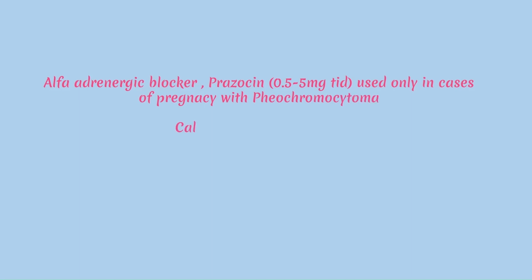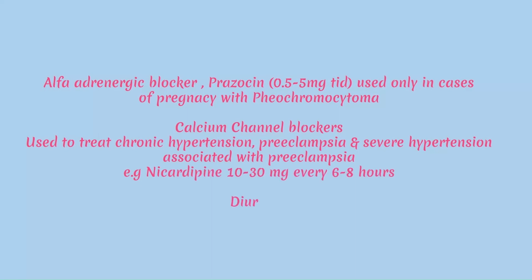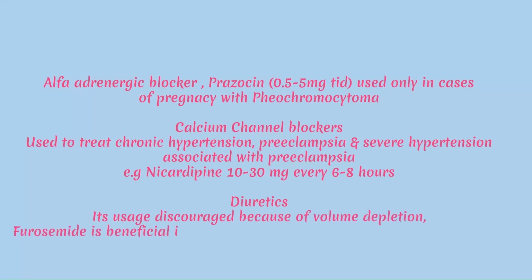Alpha adrenergic blocker. Prazosin is used only in cases of pregnancy with pheochromocytoma. Calcium channel blockers are used to treat chronic hypertension, preeclampsia and severe hypertension associated with preeclampsia, for example, nicardipine 10 to 30 mg every 6 to 8 hours. Diuretics. Their usage is discouraged because of volume depletion. Furosemide is beneficial in women with preeclampsia in the postpartum period.